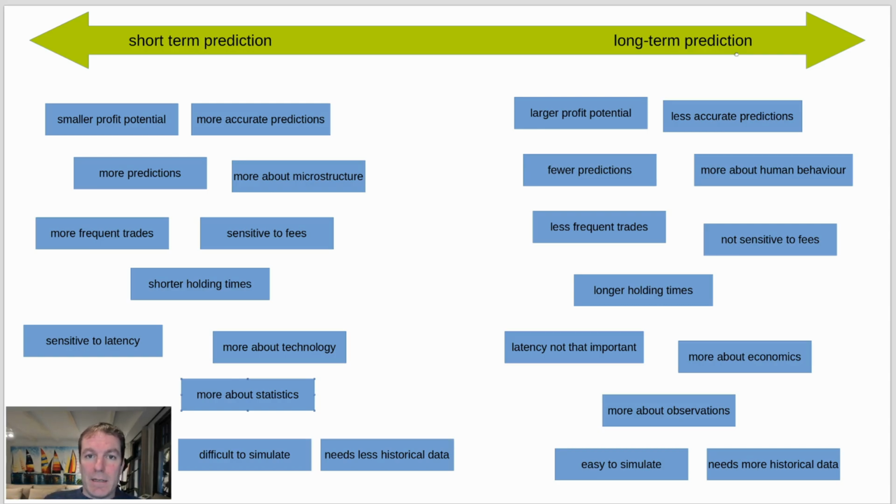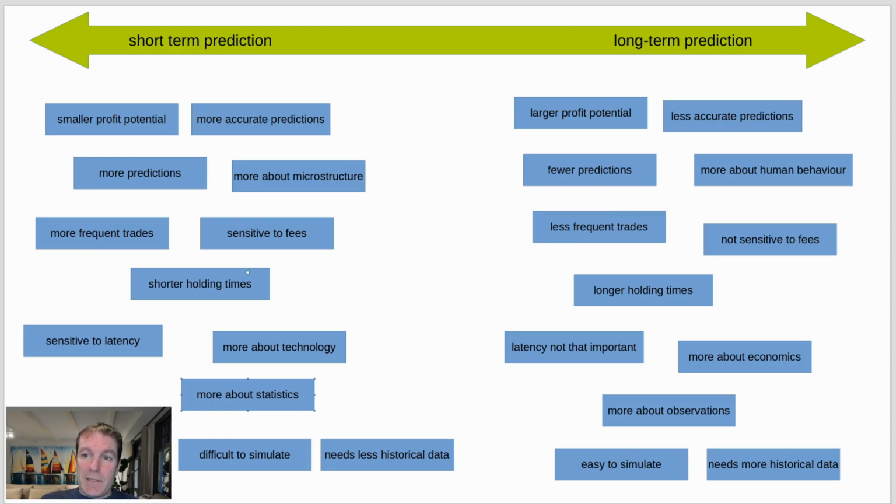When doing short-term prediction and trading frequently, you're obviously going to be more sensitive to fees. If you're only earning a few basis points per trade, well, you can't exactly be going and paying 5 or 6 basis point fees for those trades. Slower trading, you're not really that sensitive to fees because you're not trading that often, and the fees are quite small relative to your potential profits.